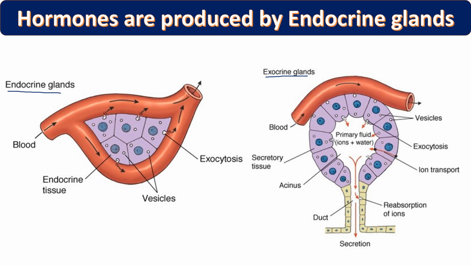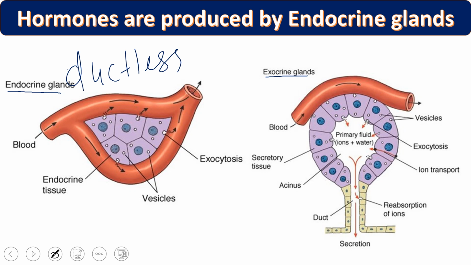Like here, these are the cells which you can see, endocrine cells. These endocrine cells are going to produce and secrete hormones. These endocrine cells are called ductless glands, and exocrine glands are called ducted glands.